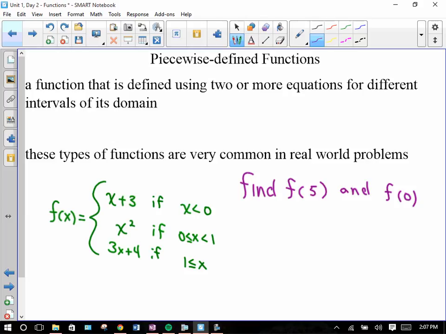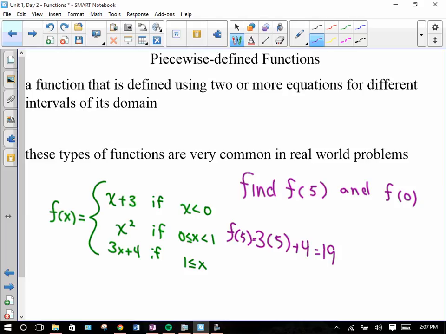So all you're doing here is, it says find f of 5. Well, is 5 less than 0? So I'm not using this equation. Is 5 between 0 and 1? I'm not using this one. Is 5 bigger than or equal to 1? Yep, so I'm using this one. So all I do is go 3 times 5 plus 4 equals 19. So that would be f of 5.